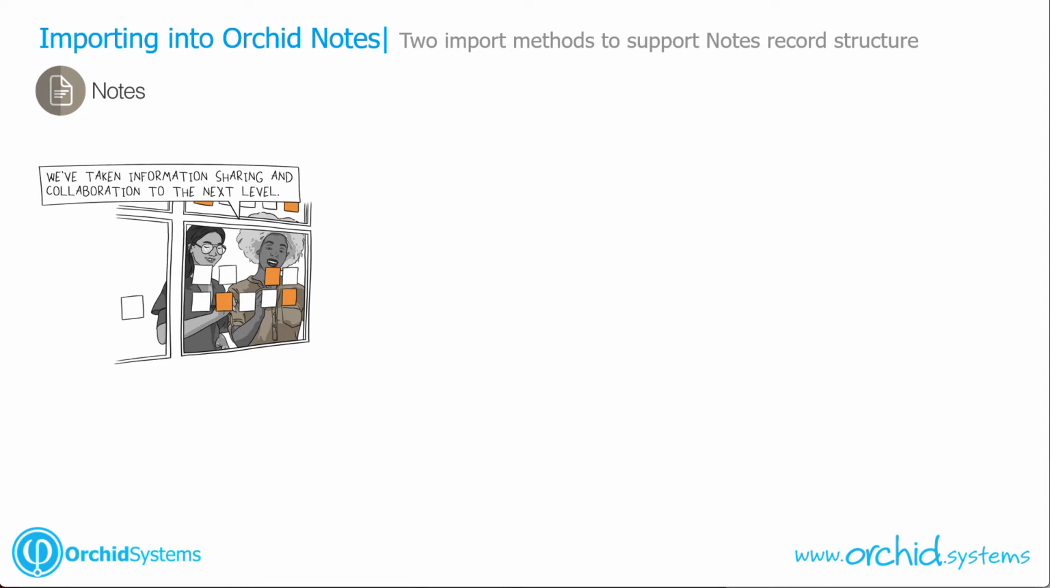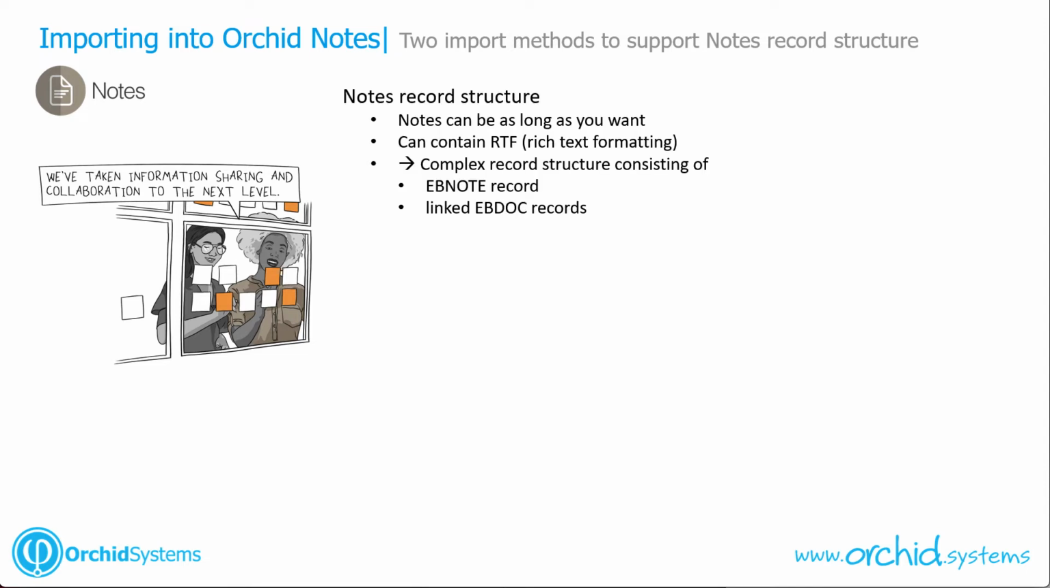There are two main methods to support the notes record structure. Notes records are a bit different from a standard field in Sage 300, as the note can be as long as you want. It can contain some rich text formatting, which means behind the scenes there is a complex record structure consisting of EB note records linked to the EB doc records.